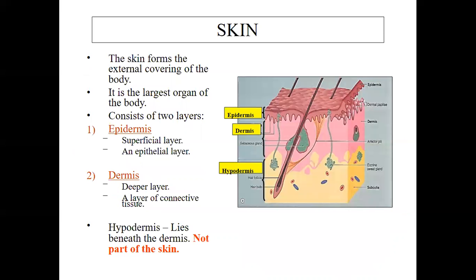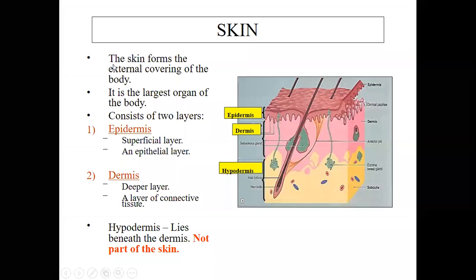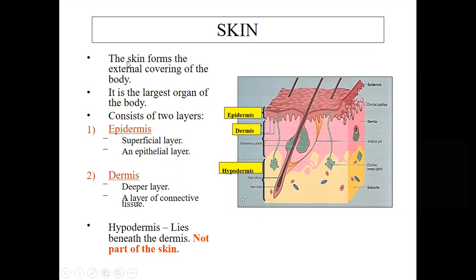Okay, just now we have discussed the epithelium and also the gland. Now we're going to proceed with the skin and its appendages. The skin forms the external covering of the body. The most important thing about the skin is that it is the largest organ of the body.